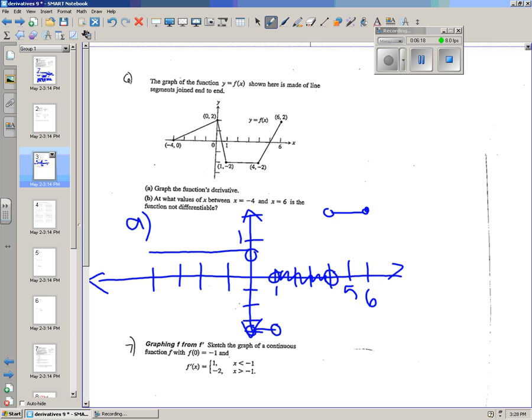Okay, now they ask us in the next part, where is the function not differentiable? That means where can we not take the derivative? And that's anywhere where the slopes on the two sides don't match. So you can see that at 0, the slopes don't match on both sides. Also at 1, 4, and that's it. Because at 6, there is no pattern on the other side. So you're okay there for the derivative.